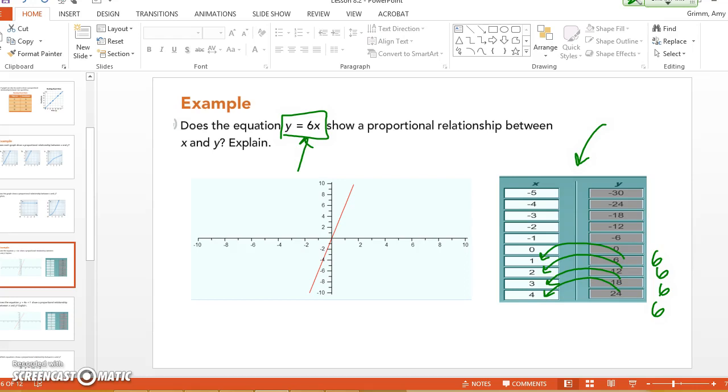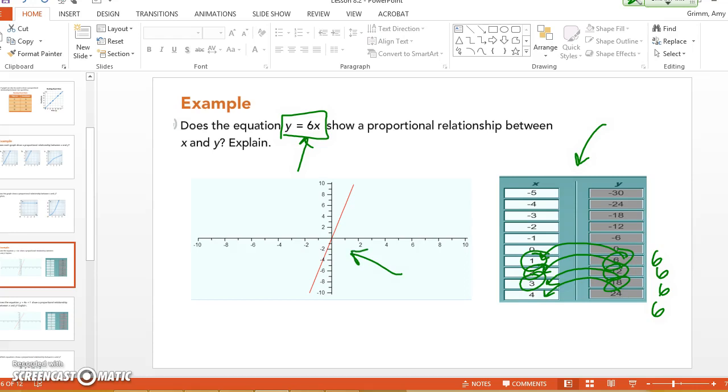Yeah. So y equals 6x. So this would mean maybe I make $6 per hour. Okay, so if I work 1 hour, how much do I make? $6. 2 hours I make $12. 3 hours I make $18. Does that make sense? That's what it is in a table. This is what it would look like in a graph.